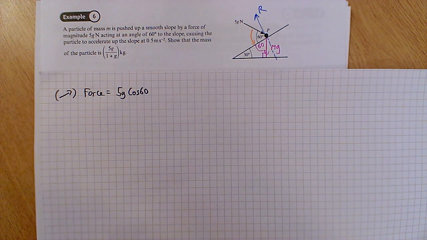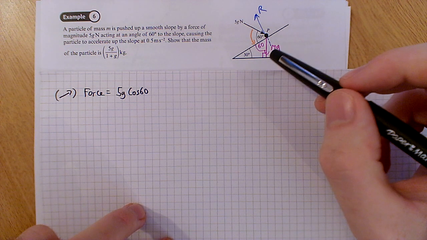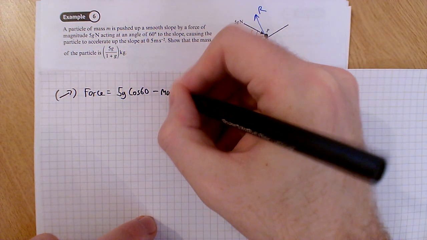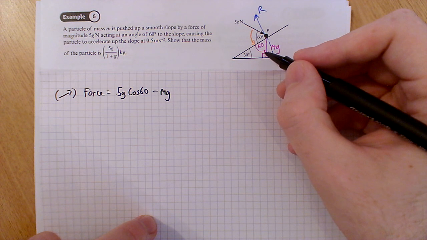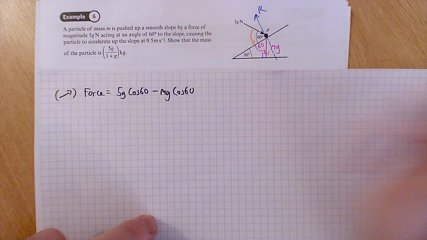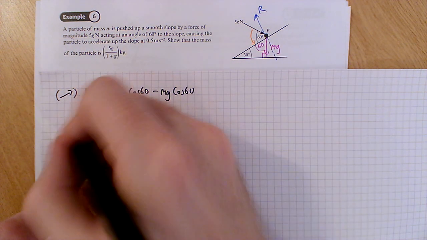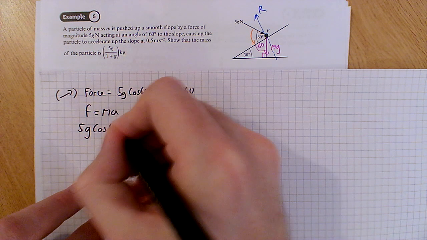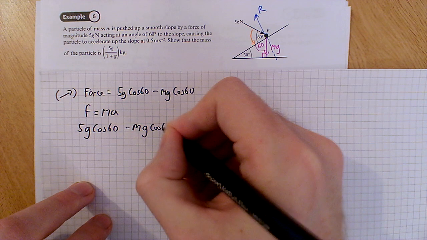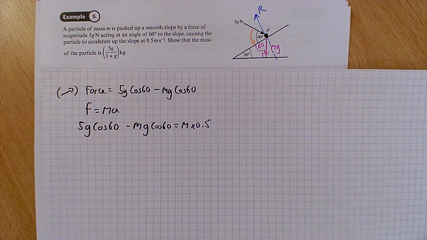On the other hand, the thing that's pulling it back is the weight. So while this is pushing it up the slope, that's difficult for it because there's a force from the weight pulling it back. And that force is mg. And again, we've got to resolve to get to the line, and again we go through the angle here to get to the slope. So it's mg cos 60. We can use our favourite equation, force equals mass times acceleration. So this is 5g cos 60 minus mg cos 60 equals m times 0.5. And m is what we want to find.